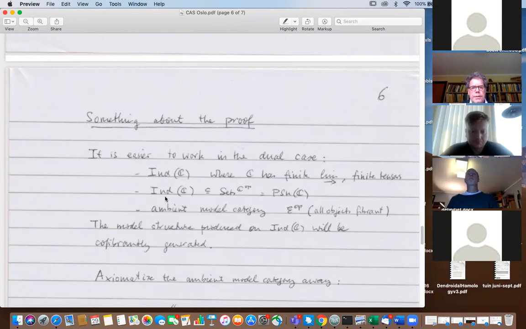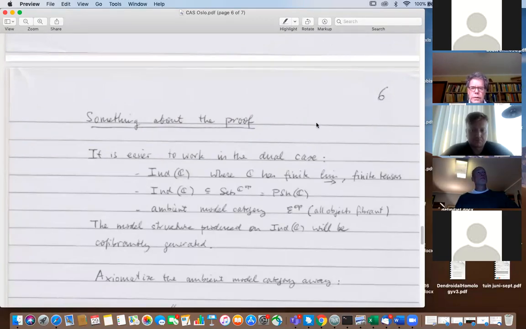And I form the ind-completion of C. So I told you already that's contained in the pre-sheaves on C, and it's those pre-sheaves that send the co-limits, finite co-limits in C to finite limits in sets. And our original C on the first page was sitting inside a model category. So with the property that all objects are cofibrant.